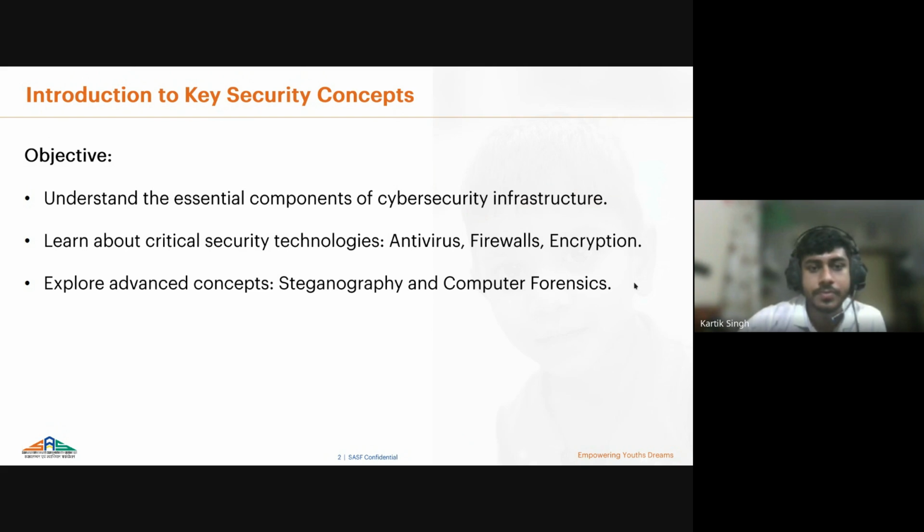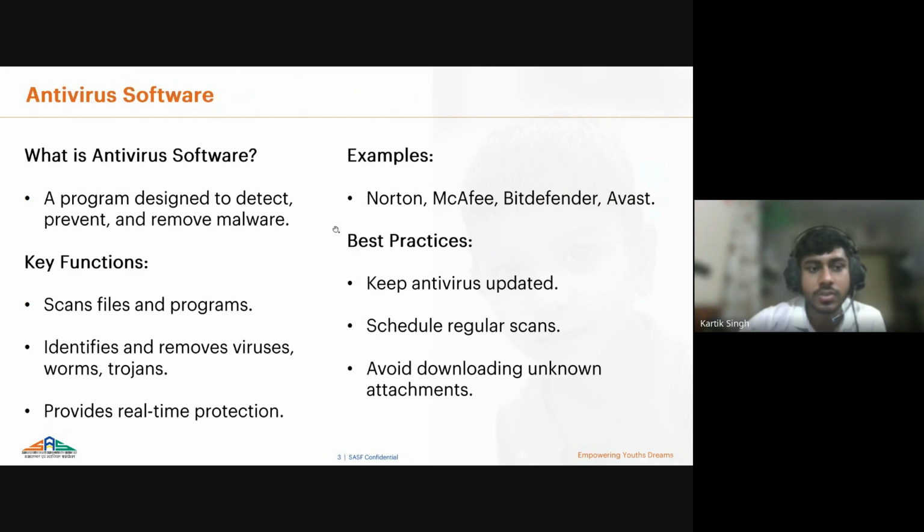Now let us understand what antivirus software is. Antivirus is a computer program that is designed to detect, prevent, and remove malware from our devices. Its key functions are to scan files and programs, identify and remove viruses, worms, and trojans, and provide real-time protection. Some examples of antivirus software are Norton, McAfee, Bitdefender, and Avast.